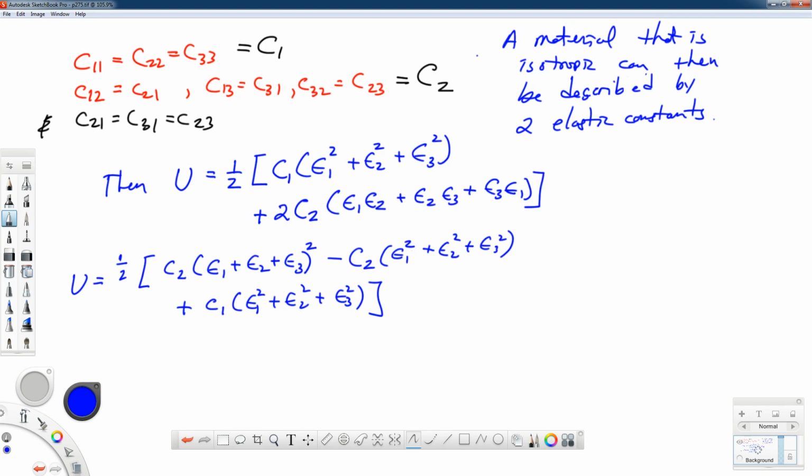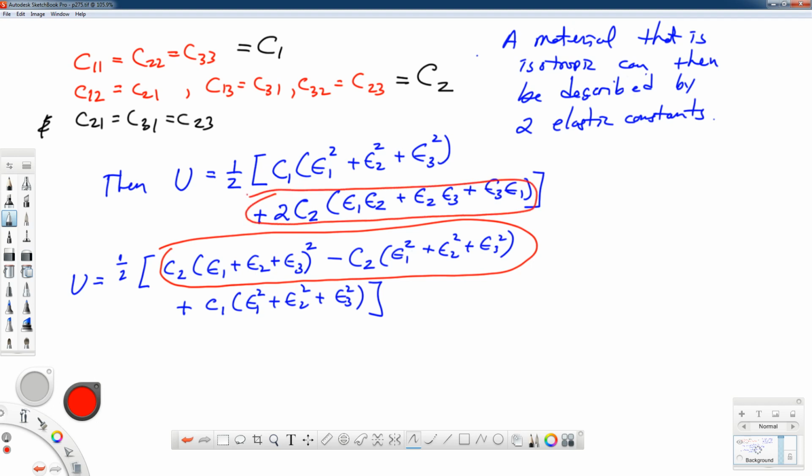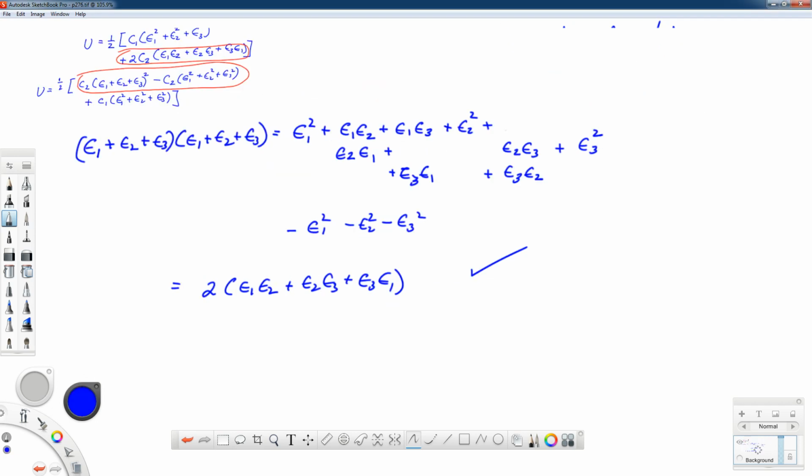Now, I'm going to show with algebra that these two terms are the same as this term right here. We won't take a whole lot of time to do that, and I'm just going to pause the video and work out that algebra, but I think it's worth showing that that is the case if you don't see it right away. Alright, and here is the algebra worked out, and indeed, taking that term 2 C2 times epsilon 1 epsilon 2 plus epsilon 2 epsilon 3 plus epsilon 3 epsilon 1 is equivalent to C2 times epsilon 1 plus epsilon 2 plus epsilon 3 quantity squared minus C2 times epsilon 1 squared plus epsilon 2 squared plus epsilon 3 squared. So that does check out.